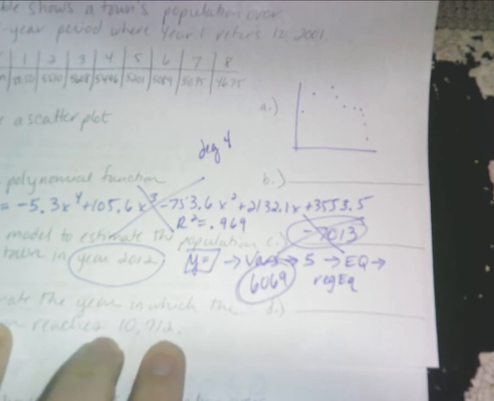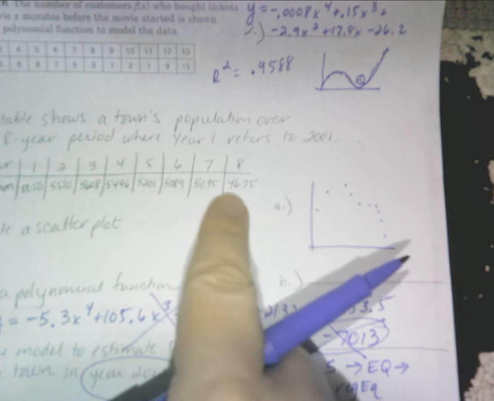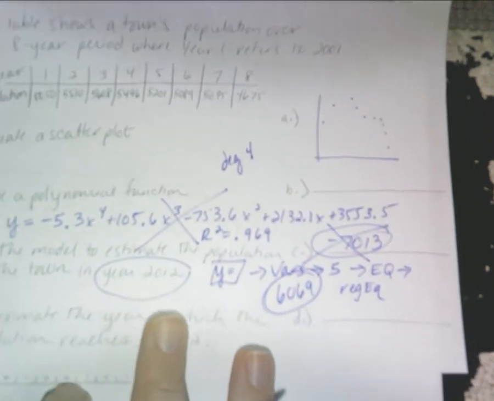Okay. So that is what happens when you're dealing with real life. Your models aren't always that accurate. Again, you're only basing it off of 1, 2, 3, 4, 5, 8 years. That's it. The more data you have, though, the better your model will be.